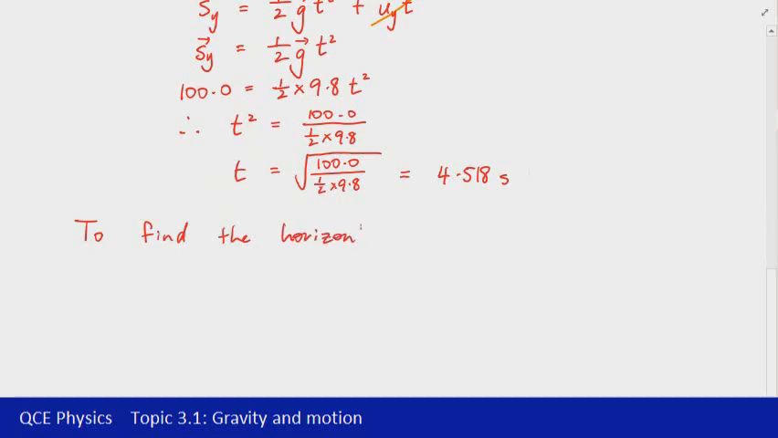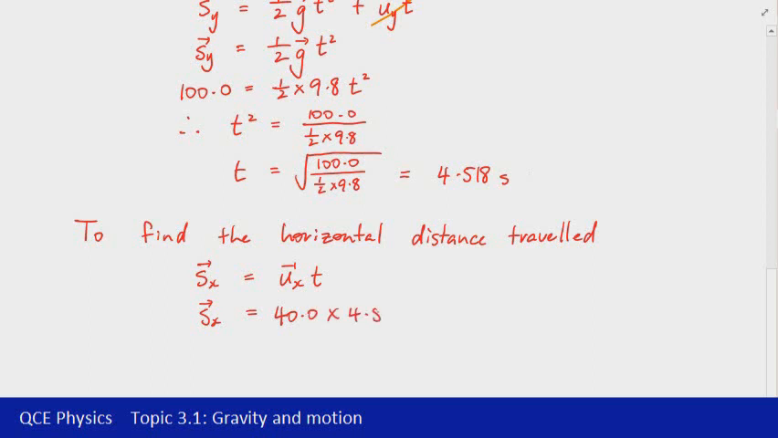So we've found the time that the cannonball is in the air. We now need to find the horizontal distance. And so that's then just looking at that value Sx being equal to ux multiplied by t. And so we can just substitute straight into that, and we find that the values, I should say, 40.0. Notice here that I'm going to substitute in the unrounded value.